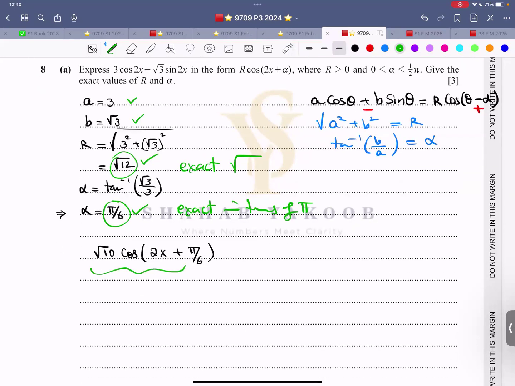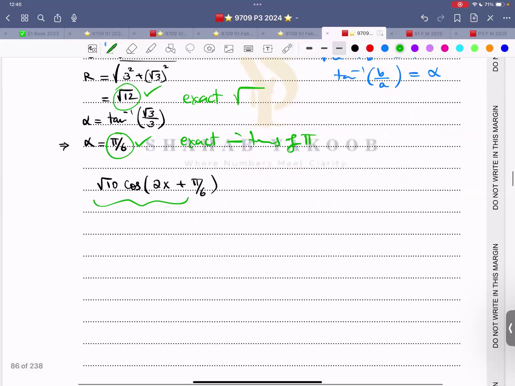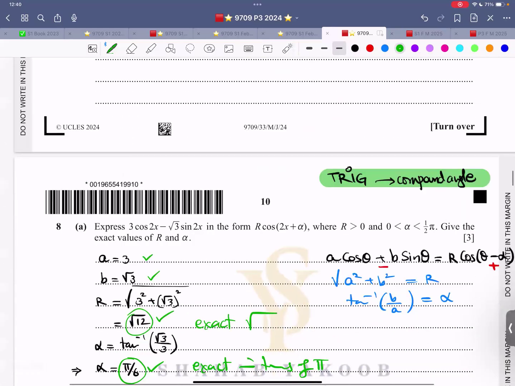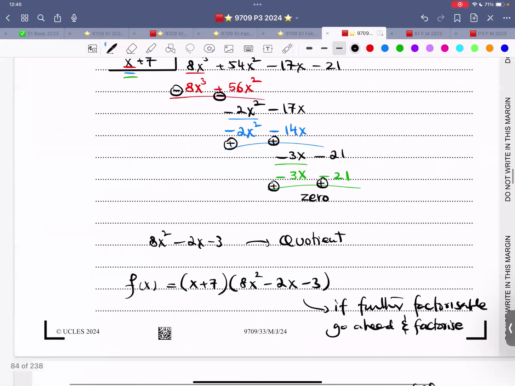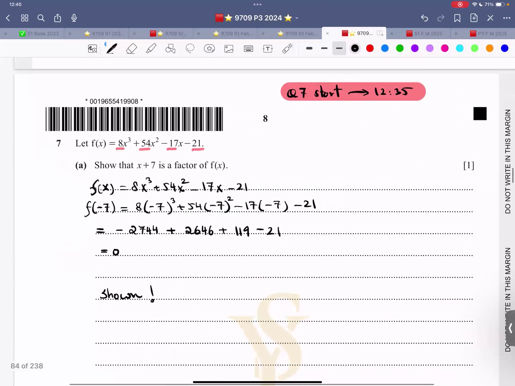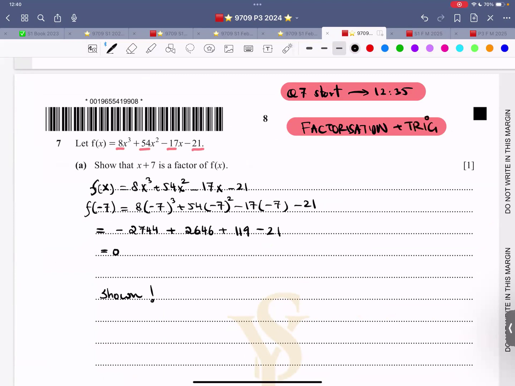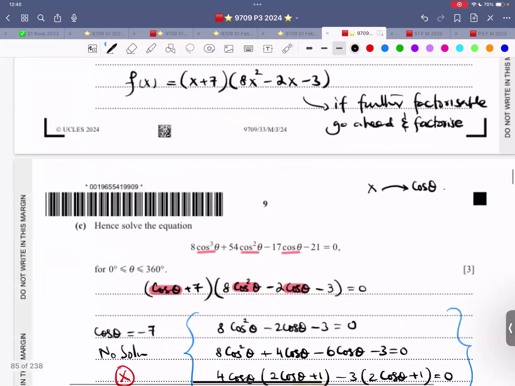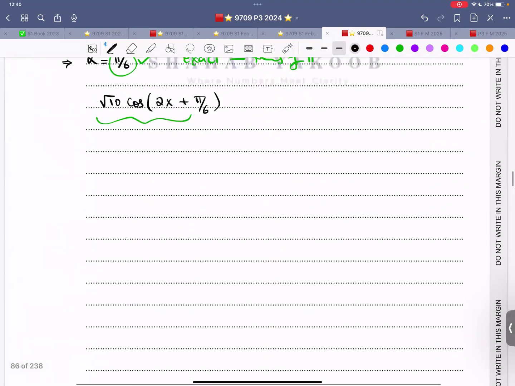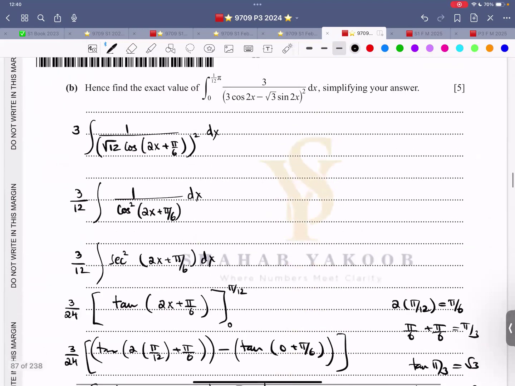And guess what? What's the next part about? The next part is about integration. So it's not just trigonometry, it is trigonometry plus integration. And over here, this was factorization. This is about factorization plus trigonometry. So look at all the different linkages that they can do. Factorization and trigonometry, this is trigonometry and integration. That's right over here. Just look at the working.